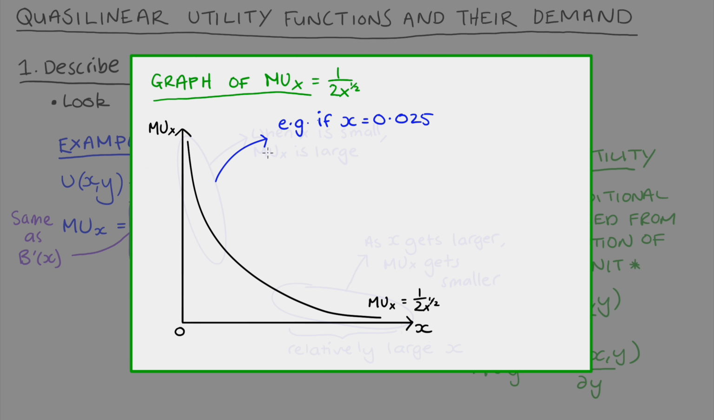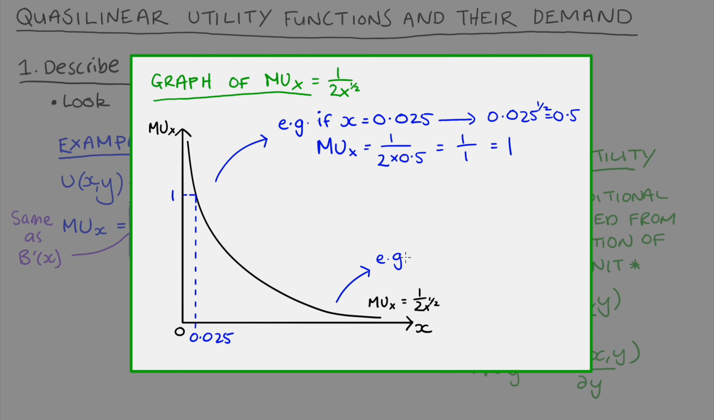Now in these videos, I'm going to use this sort of logic a lot, so thinking about how a function behaves at various levels of variables. So let's just do an example so we're clear about the logic. If x was like 0.025, our marginal utility of x will be equal to, well, if we raise 0.025 to a half, that's equal to the square root of 0.025, which is 0.5. So marginal utility is equal to 1 divided by 2 times 0.5, so 1 over 1, which is just 1. But as x increases, the value of this fraction will get smaller because the denominator is going to get larger. So if x is equal to 4, for instance, well, 4 to the power of a half is 2, so our marginal utility is 1 over 2 times 2. 2 times 2 is 4, so the marginal utility is a quarter.